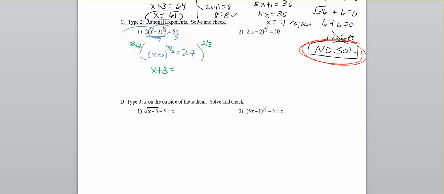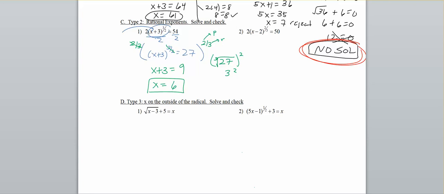And then 27 to the 2/3 power is similar to what you did in 7/4, where I'm saying, let's take this: 2 is my power, and 3 is my root. What is the cube root of 27? Well, the cube root of 27 is 3. What's 3 squared? That's going to give me 9. If you need to do this work on the side, where you take the cube root of this and square it, you obviously can do that. But 27 to the 2/3 power is going to be 9. If I continue to solve for x, I'm going to subtract 3, so I get x equals 6.